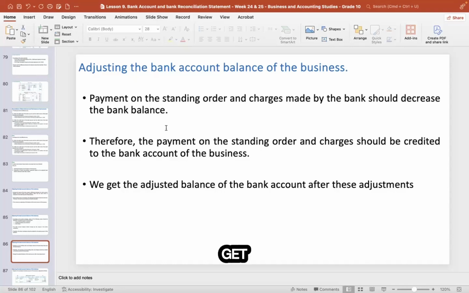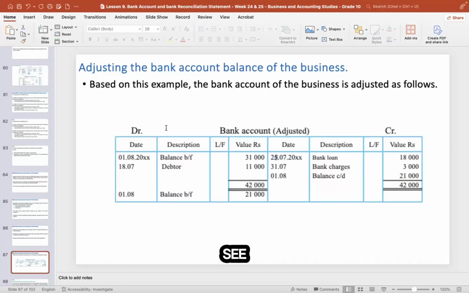We get the adjusted balance of the bank account after these adjustments. So let's see how we are doing that. Now, what we do is we take the bank account adjusted balance.